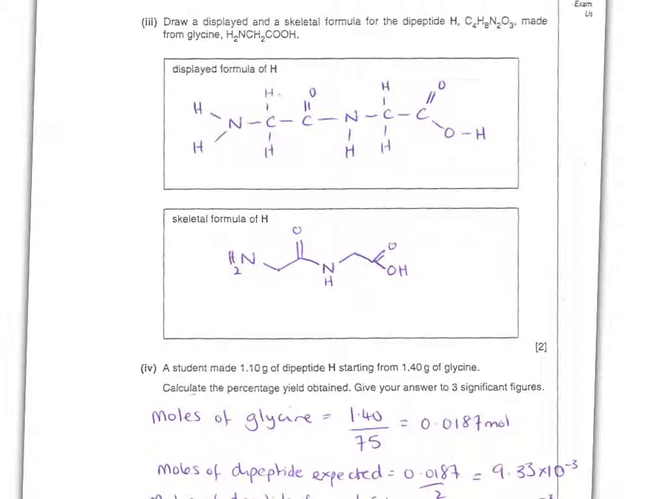The skeletal formula takes a bit more practice perhaps. Remember, the carbons and any hydrogens attached to those carbons are not shown in a skeletal formula. Other hydrogens are shown. The ones joined to oxygens or nitrogens are shown.